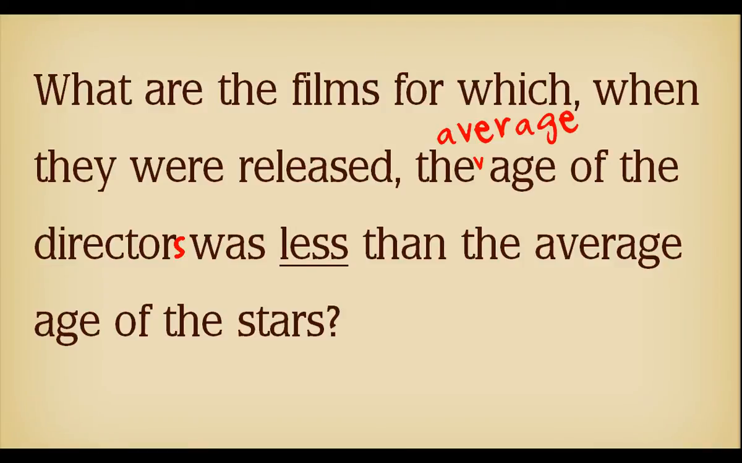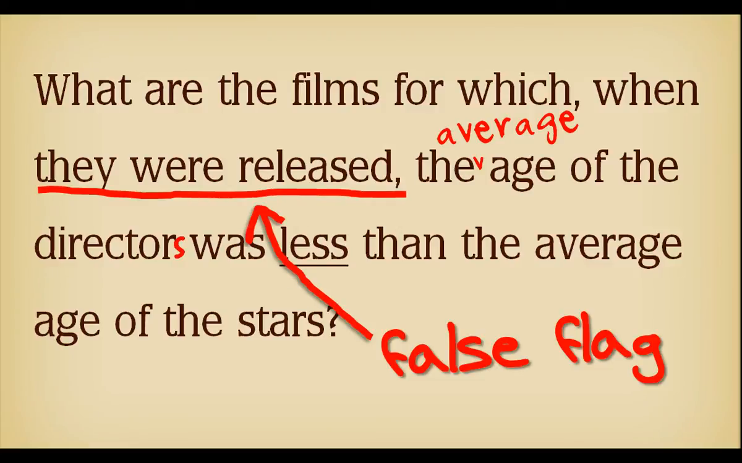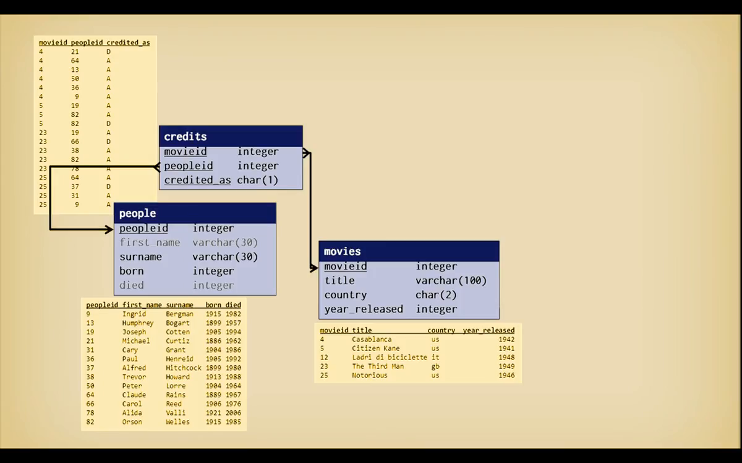There is another thing that isn't quite right in the question. "When they were released" is what you call a false flag. If the director was younger on average than the stars when the film was released, the same was true the year before and the year after as well. It has nothing to do with the year of release, only when people were born. Once again, this is something that you often see. People implicitly associate data that is unrelated. So, basically, we need to find the average year of birth for directors and actors, film by film, and compare them.